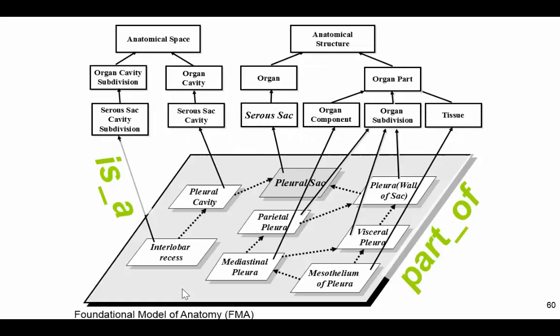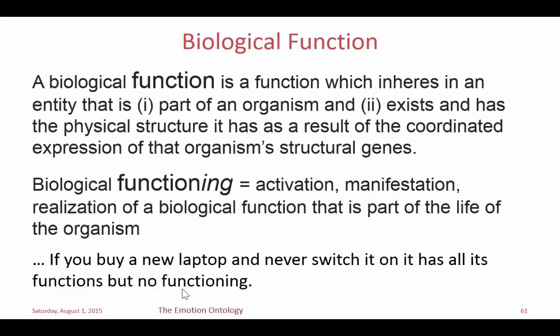This is a picture of the top level of the FMA to illustrate how is-a relations or subkind relations relate to part-of relations. So the mesothelium of the pleura is a part of the visceral pleura, which is a part of the pleural wall of the sac, which is a kind of organ subdivision. And note that everything here is a kind. The instances, which are your pleural wall of sac, are instances of kinds in the ontology. So the ontology is like a taxonomy in the old-fashioned sense. It's about kinds or taxons.